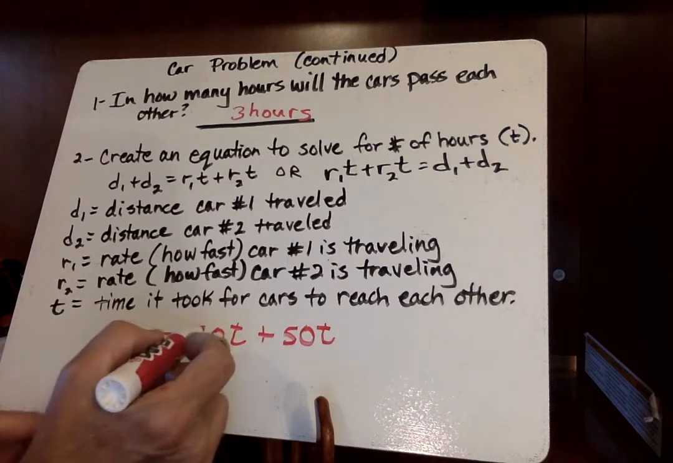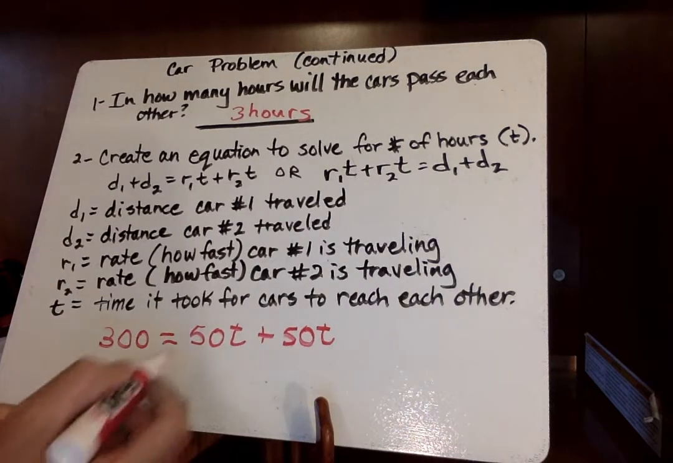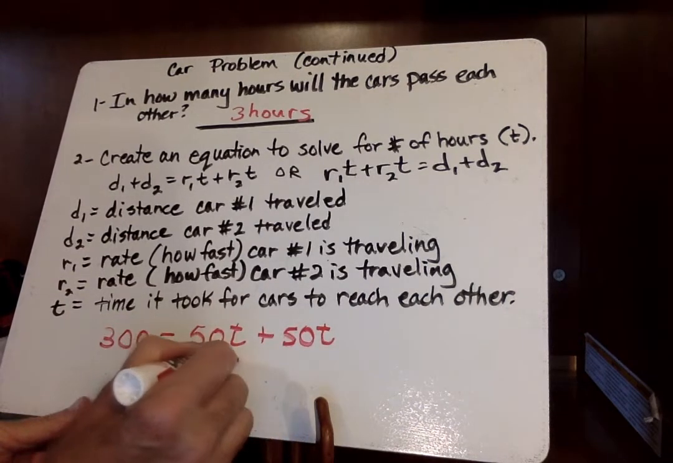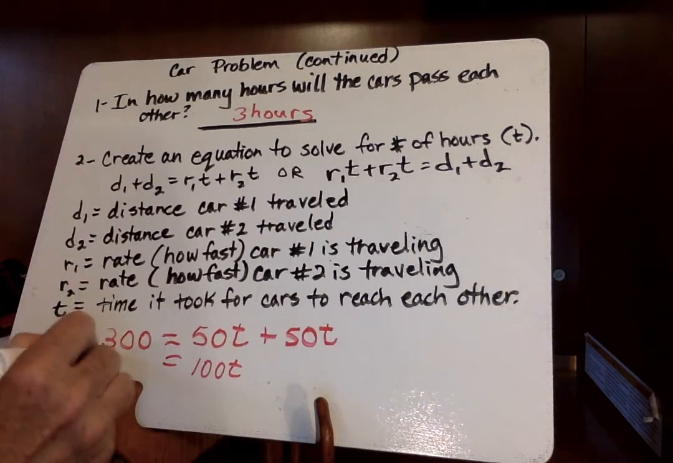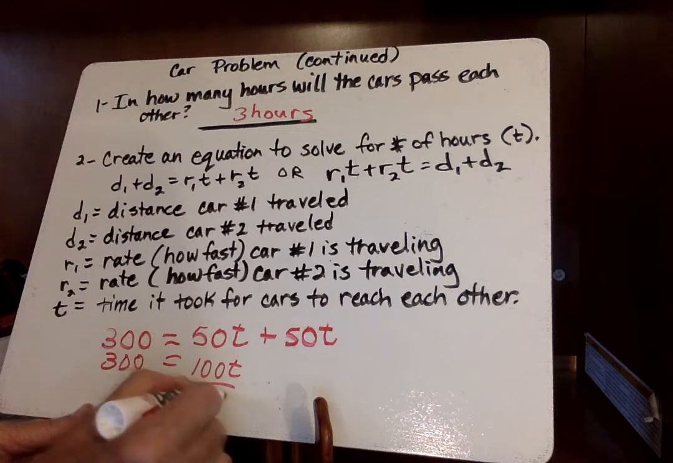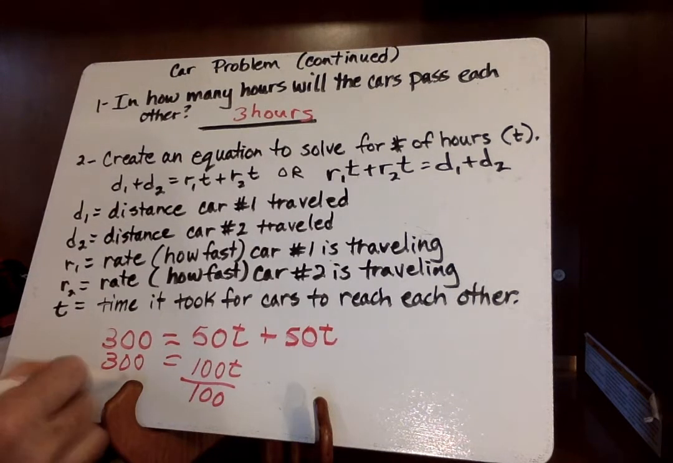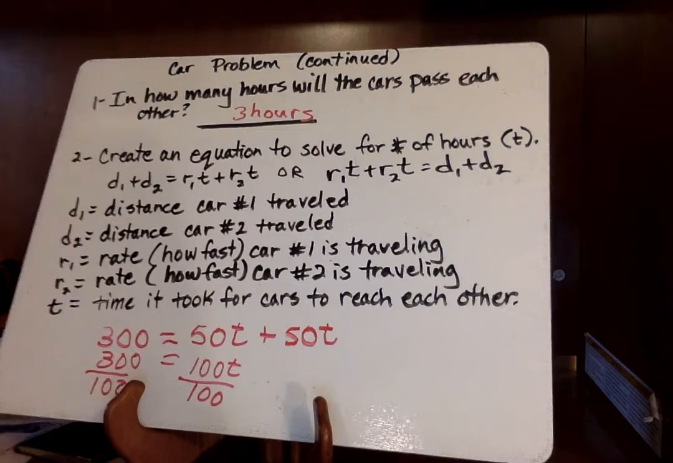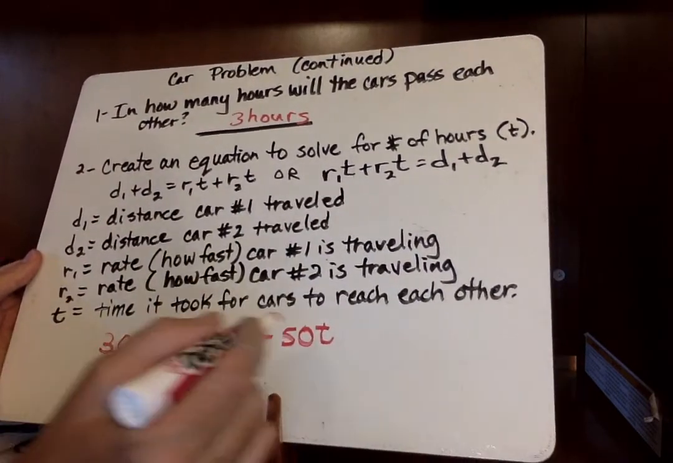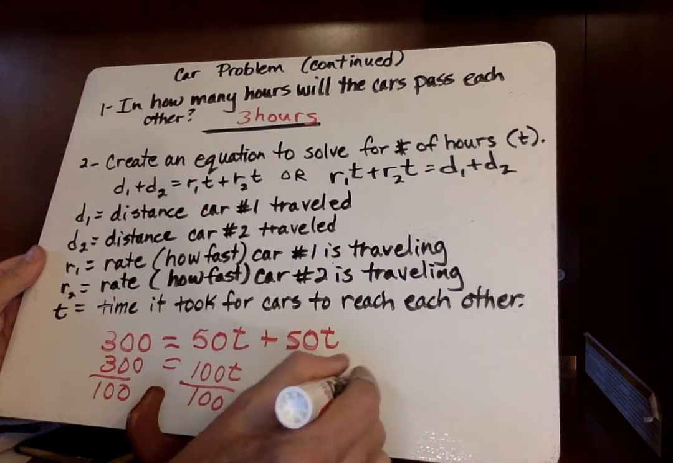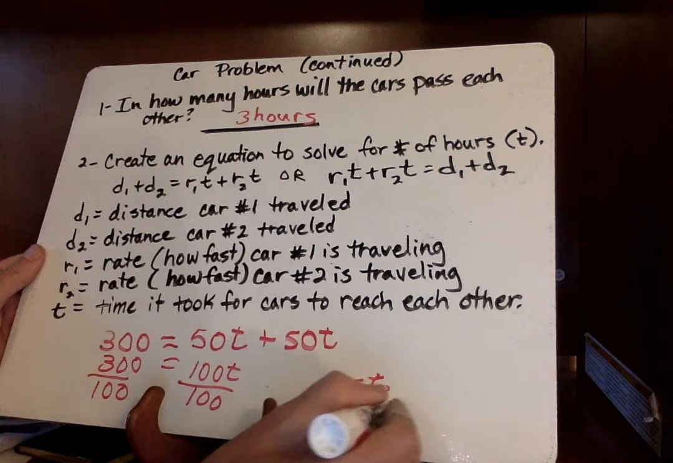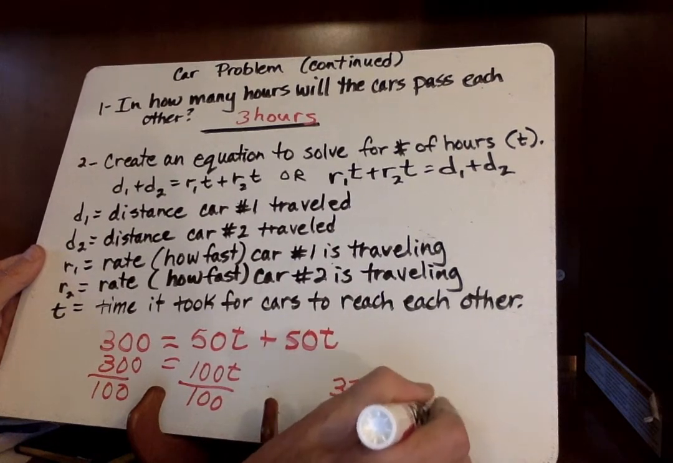Okay. So once we do that, we just go to our equation solving skills. 50T plus 50T is 100T equals 300. Then to solve for T, you have to divide by 100 and divide by 100. I don't know if you could see that really well. So 300 divided by 100 is 3, so T equals 3. And we want to make sure we remember our units, so the time equals 3 hours.